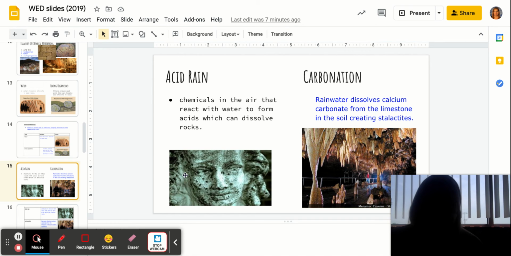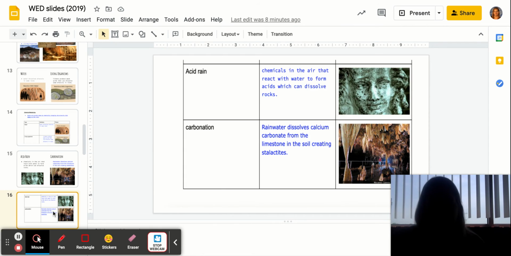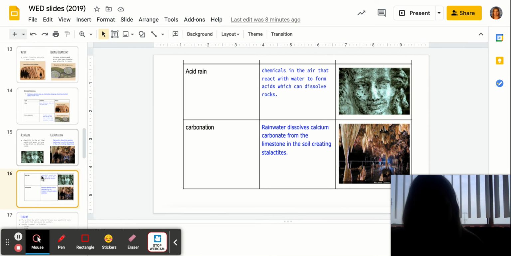So this happens to a lot of statues over time because of acid rain. Carbonation: water dissolves calcium carbonate from the limestone in the soil, creating stalactites or stalagmites. Okay, these are in caves. You see these little things hanging down. So water is going to seep into the soil to create, I call these rock icicles, stalactites or stalagmites. Okay, yours should look very similar to mine.